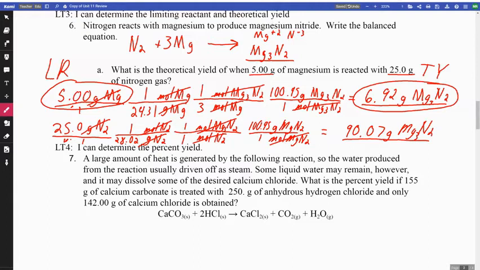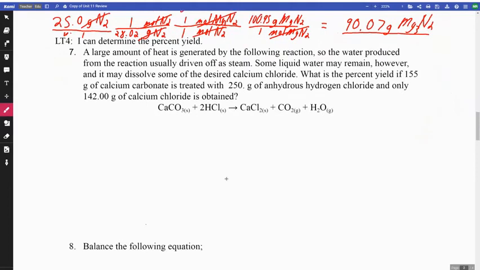Okay? So again, that's very important. 6.92 grams of magnesium nitride is not the limiting reactant. If the question is asking for the limiting reactant, it's going to be one of your givens, not the answer that you come up with. Okay? Okay, awesome. So, moving along.